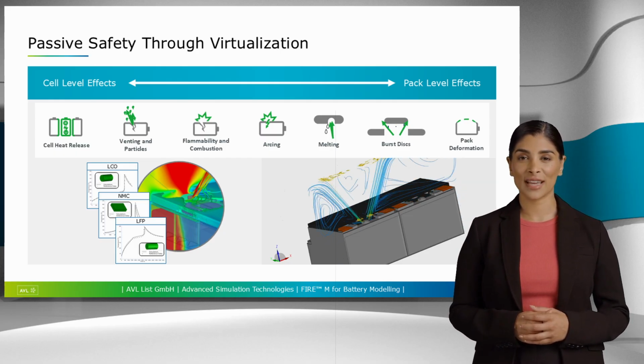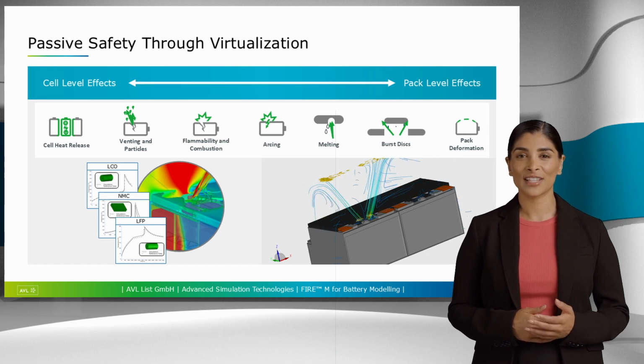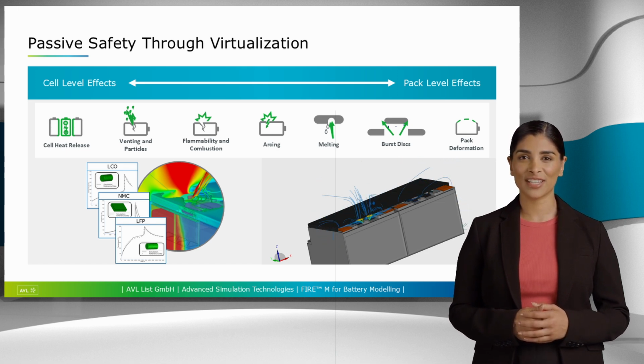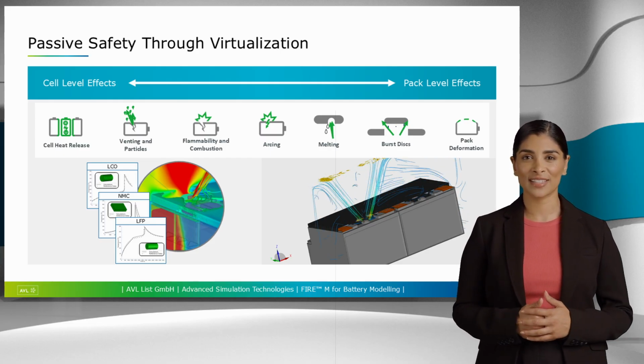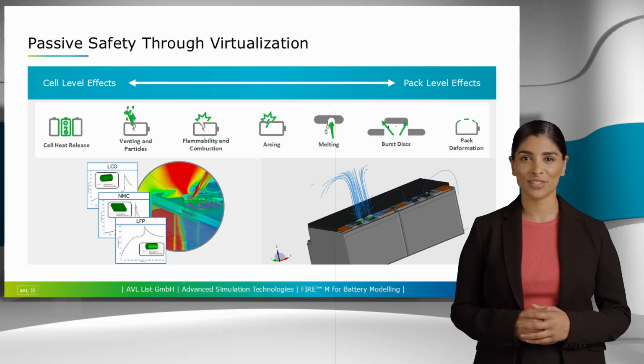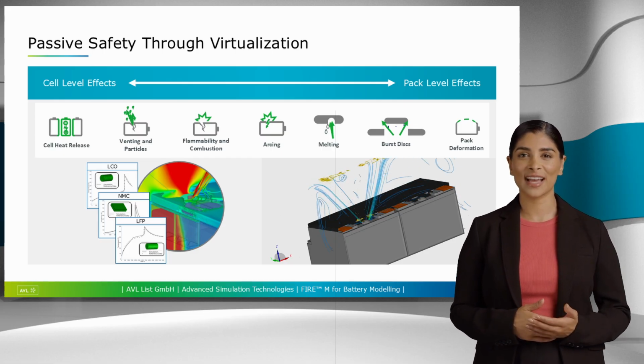These include, for example, rapid heat buildup from internal chemical reactions, electrolyte evaporation and venting of flammable gases, arcing, which can ignite the venting gas, and extreme thermal load, resulting in melting structures and deformation of cells.